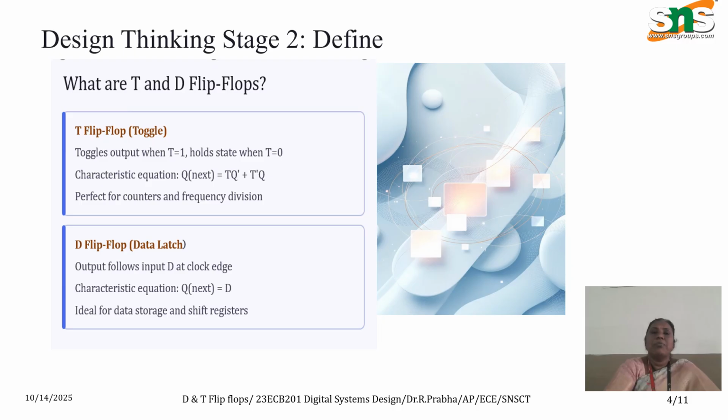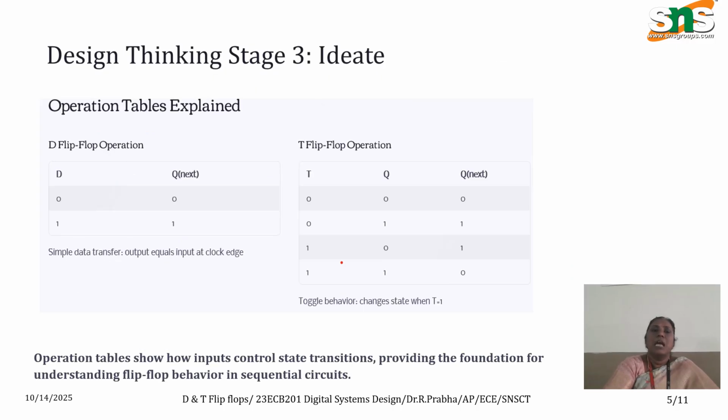The next type of flip-flop is the D flip-flop or data flip-flop. Here the output follows input D at the clock edge, and its characteristic equation is Q next is equal to D, and it is ideal for data storage and also shift registers. So now the ideate stage. In the ideate stage, we need operation tables.